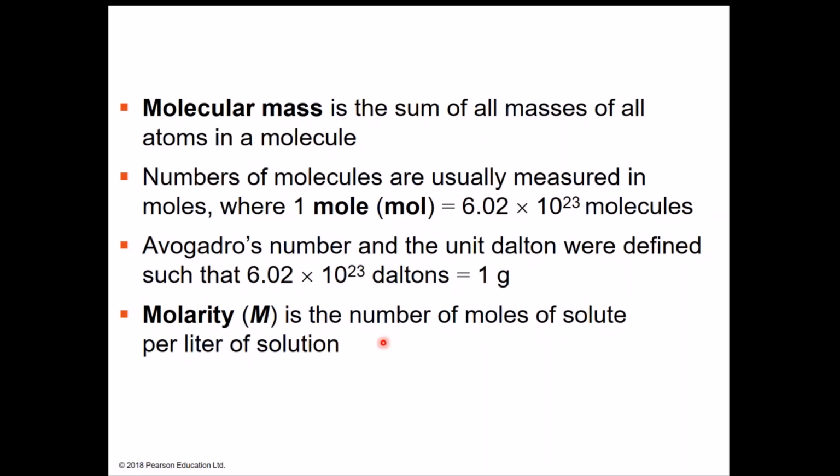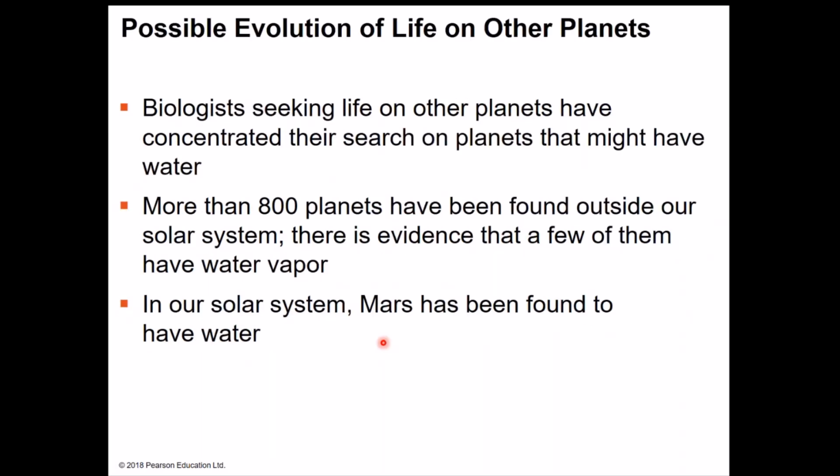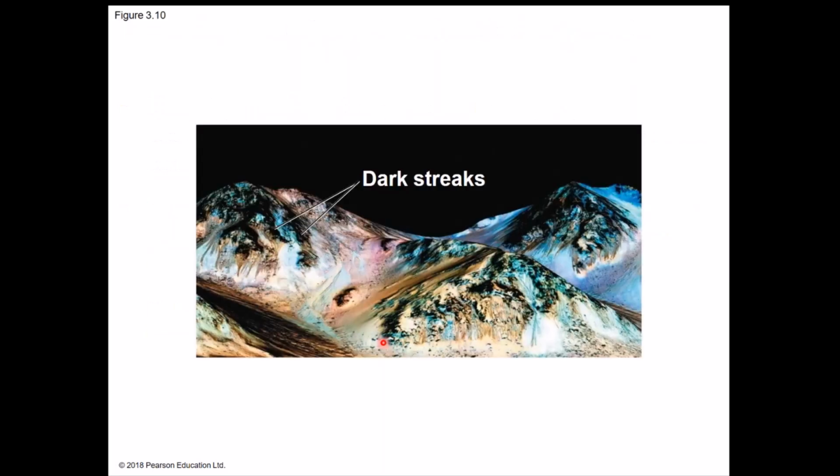Sorry for that. And possible evolution of life on other planets. Yes, this is a very good question. Biologists seeking life on other planets have concentrated their search on planets that might have water. More than 800 planets have been found outside of our solar system. There is evidence that a few of them have water vapor. In our solar system, Mars has been found to have water. Yeah, which is here and there, okay.